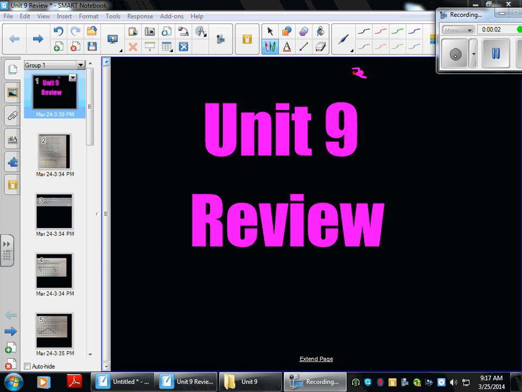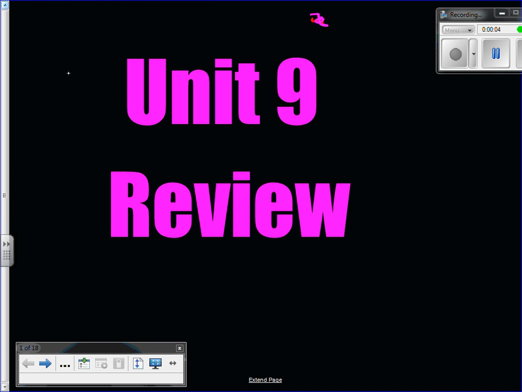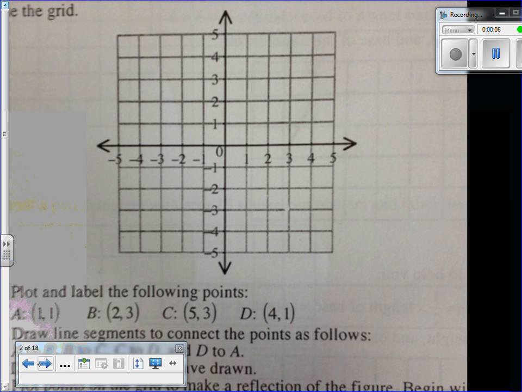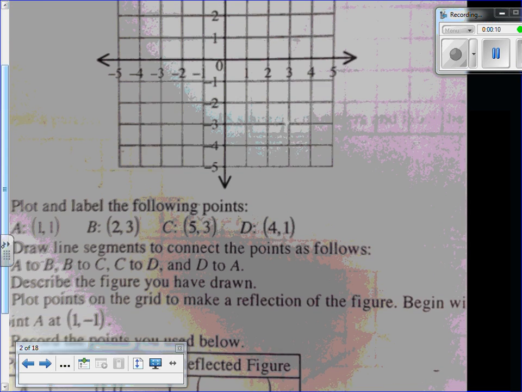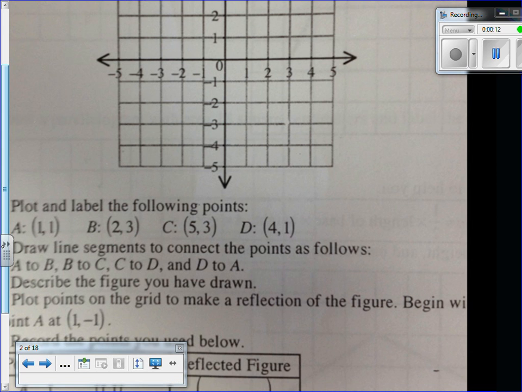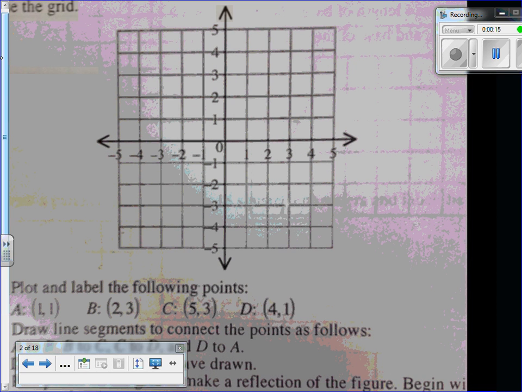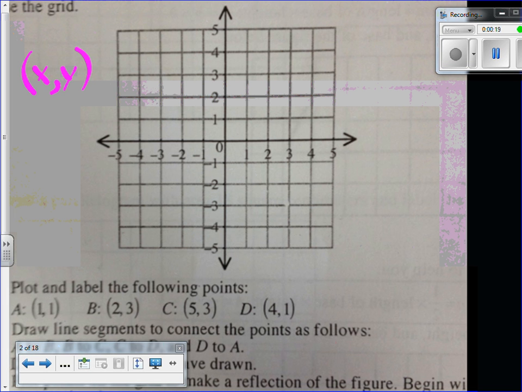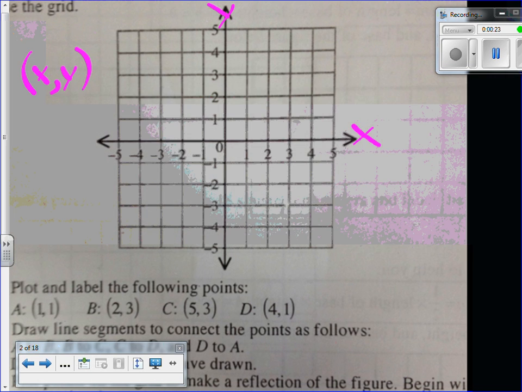All right, the Unit 9 review. To label the plots on this grid. Plot A is 1, 1. We're remembering our ordered pairs. We have X, Y. This is my Y. This is my X. First one, we have 1, comma 1, over 1, up 1.